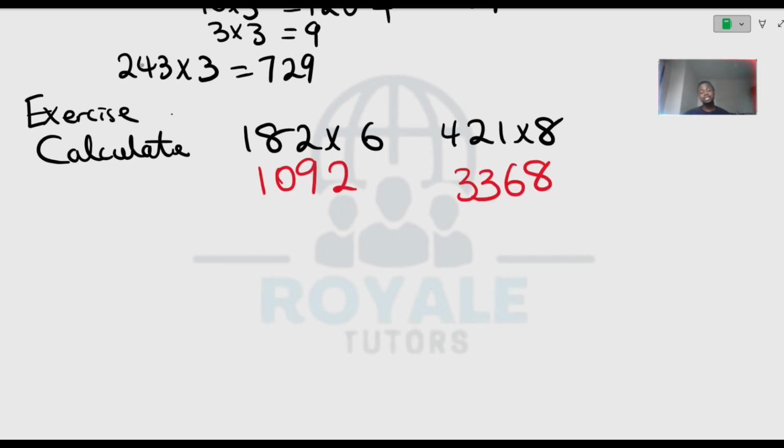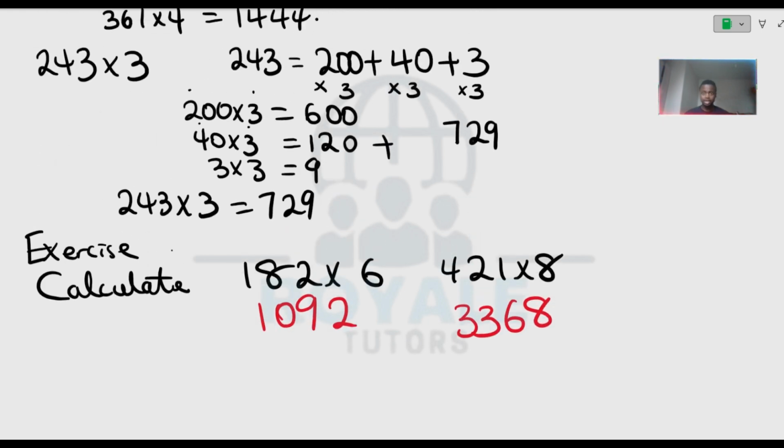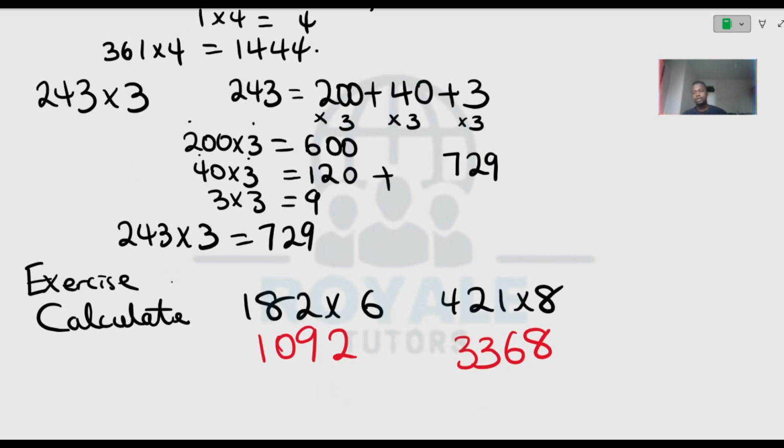Welcome back. So we have the answer. For the first one, it is 1,092. For the second one, it is 3,368. So I want you to check it with your answer. If you are correct, well done. If you didn't get them correctly, don't worry, just go through the video again and try it again. I'm sure you're going to get it correctly.